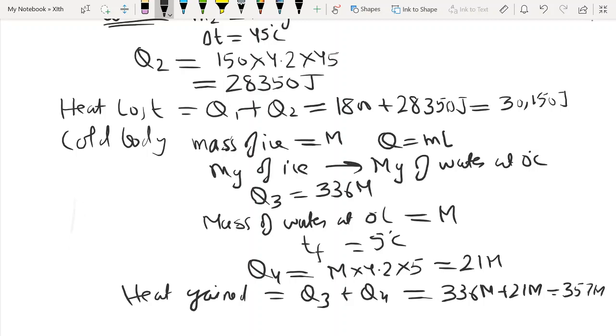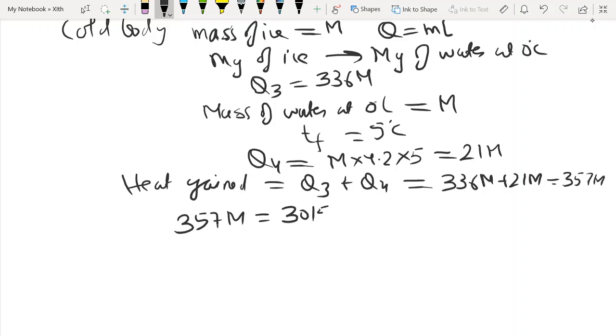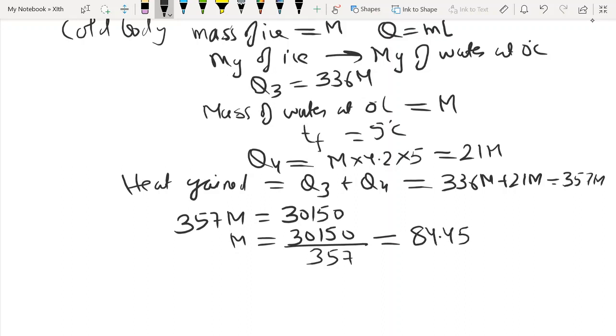Now as per principle of calorimetry, heat gained equals heat lost. So 357 m is equals to 30,150 joules and m equals 30150 divided by 357. If you solve this, you will get 84.45 grams of ice. So this is how we do this question.